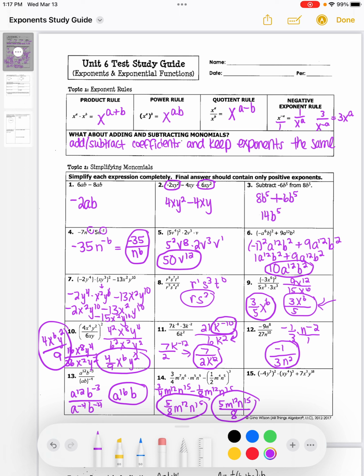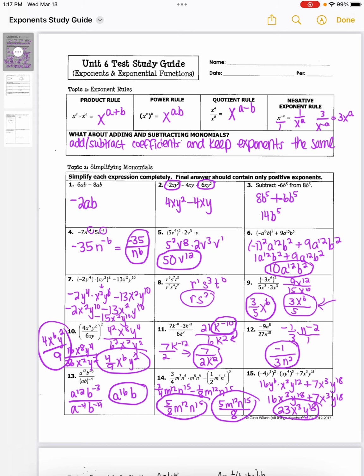And then number 15, we've got here power rule, product rule, combining like terms. Let's see. Negative 4 squared is positive 16. Y to the 3rd to the 2nd is y to the 6th. And then we have times x to the 3rd, y to the 12th. And then plus 7, x to the 3rd, y to the 18th. When we combine the y's here on the left-hand side, we'll get the same exact like terms. We're going to get 16, x to the 3rd, y to the 18th, plus 7, x to the 3rd, y to the 18th, and 16 plus 7 is going to give me 23, x to the 3rd, y to the 18th.